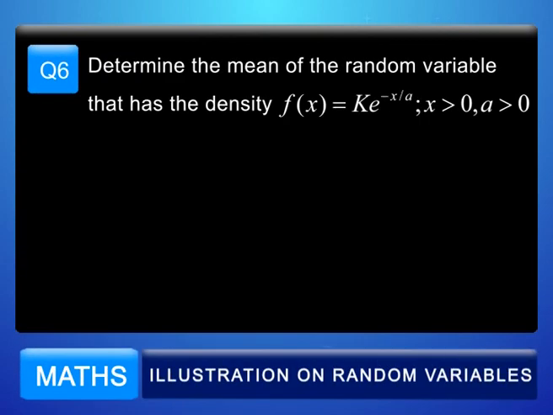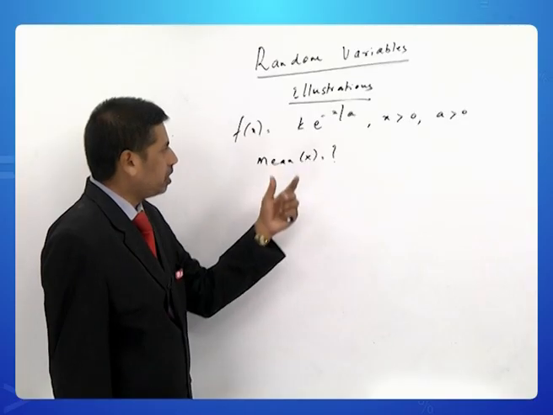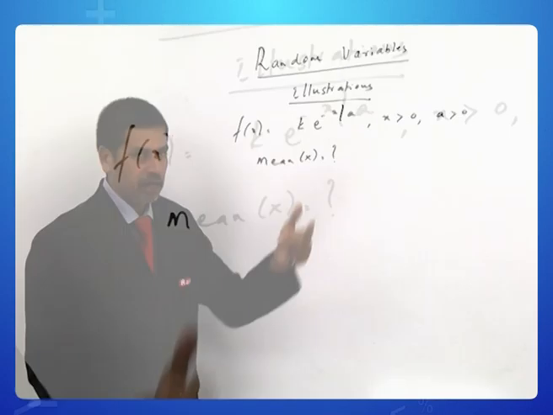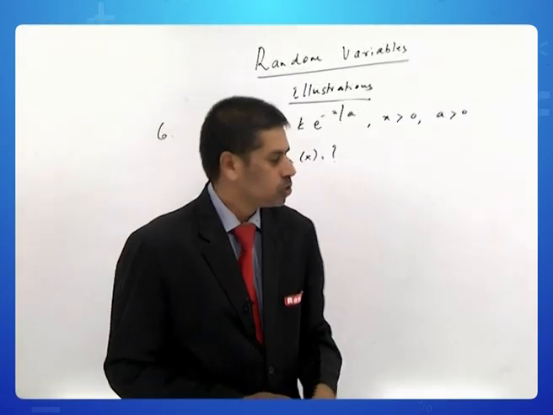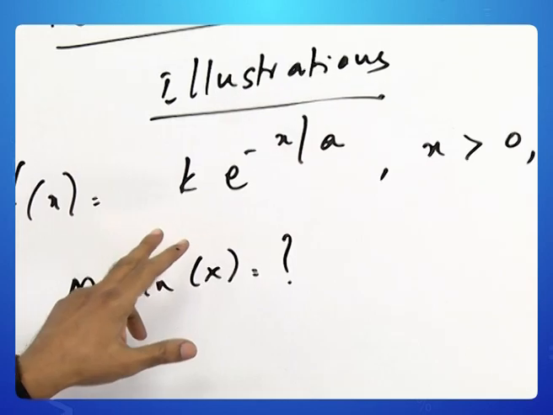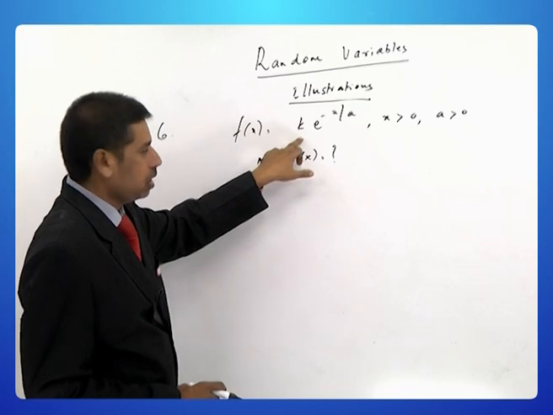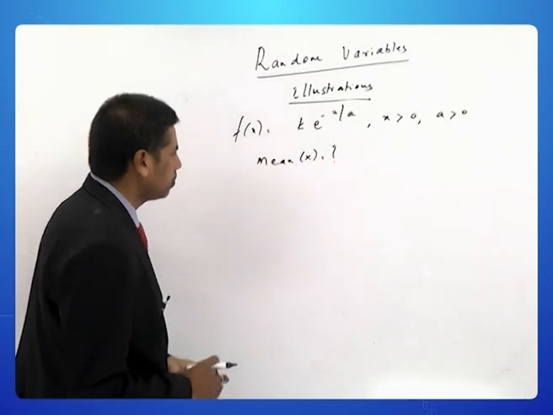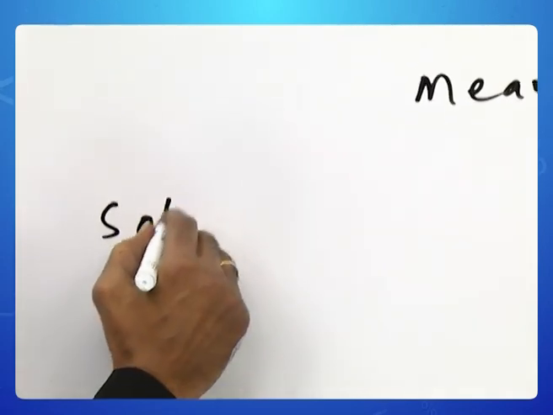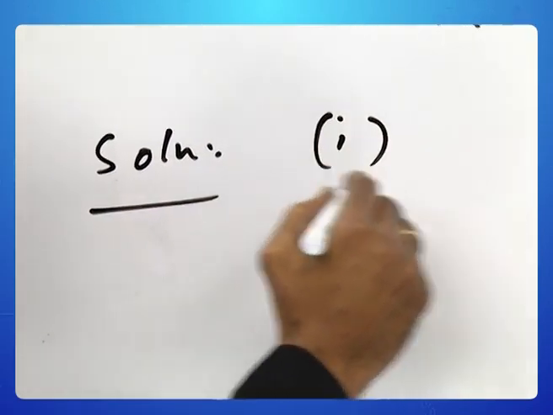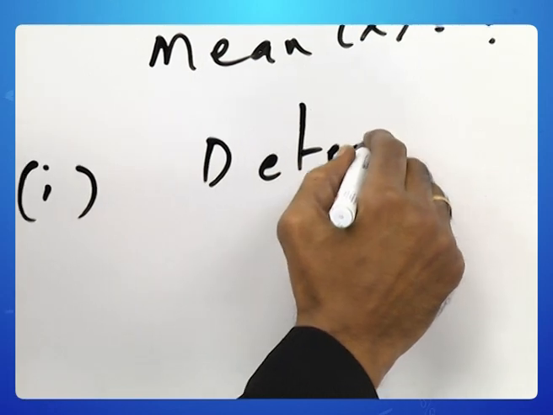Question number 6. Determine the mean of the random variable that has a density f of x equal to k times e power minus x by a, where x is greater than 0 and a is greater than 0. The moment we know that this is a density, the calculations are based on integration. So observe that a is some constant which is already given, but k has to be found. Unless k is found, you cannot calculate the mean. So there are two steps. Step number 1, determine k.